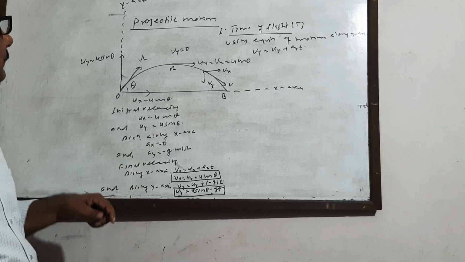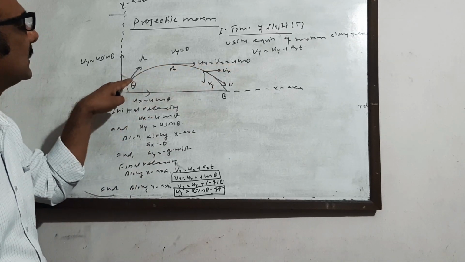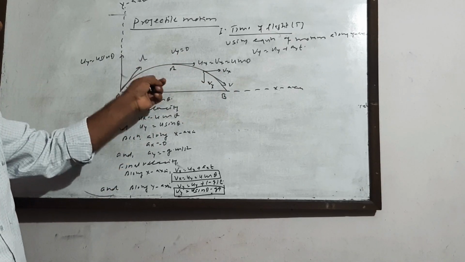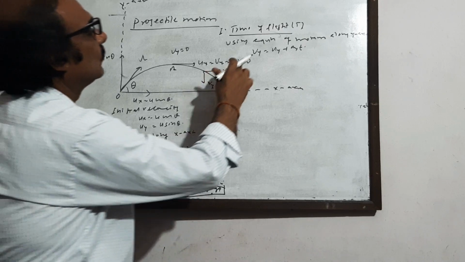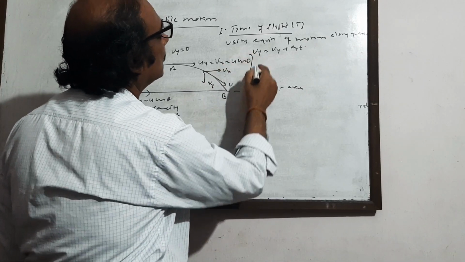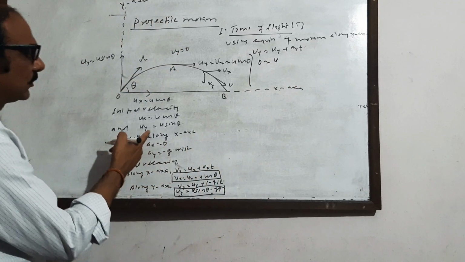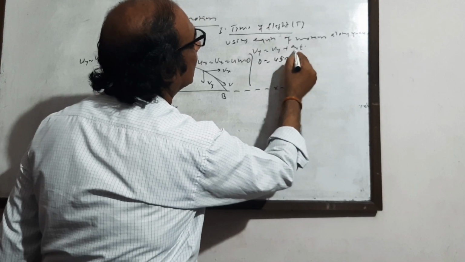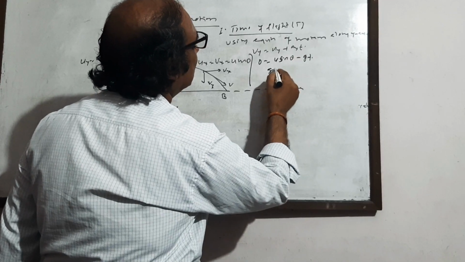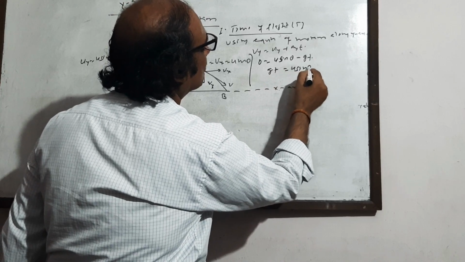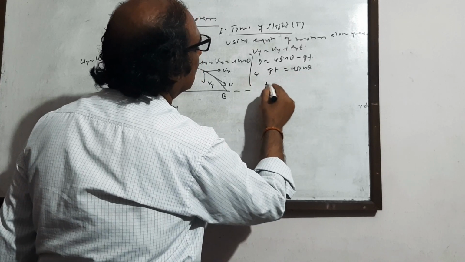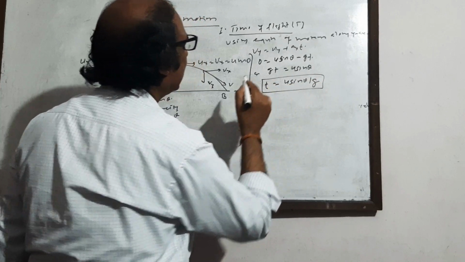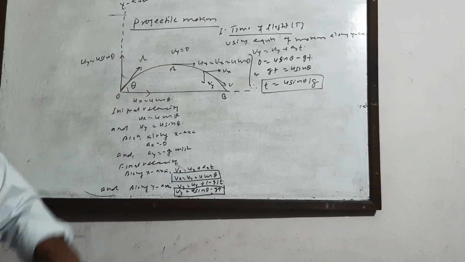It is noted that the horizontal component, U cos theta, remains constant throughout the journey of the projectile, but the vertical component changes each and every instant. So Vy at the highest point is equal to 0. Uy means the initial velocity, U sin theta, and g is taken in the negative y direction. So 0 = U sin theta - gt, therefore t = U sin theta by g, and this is the expression for the time taken by a projectile to reach the maximum height.